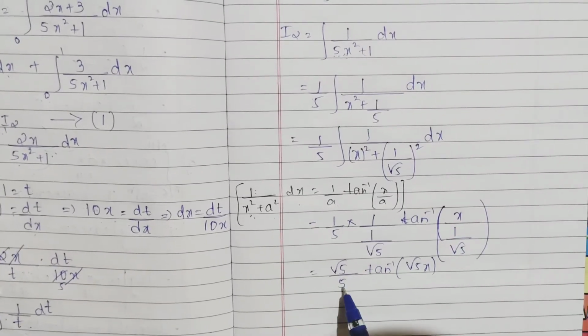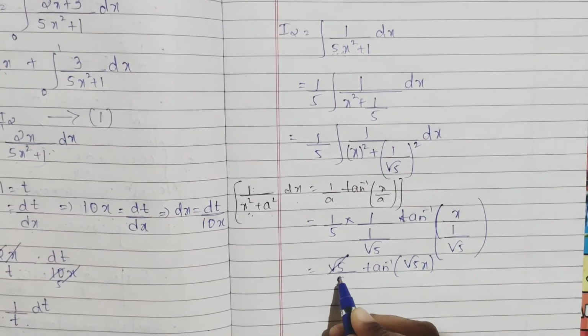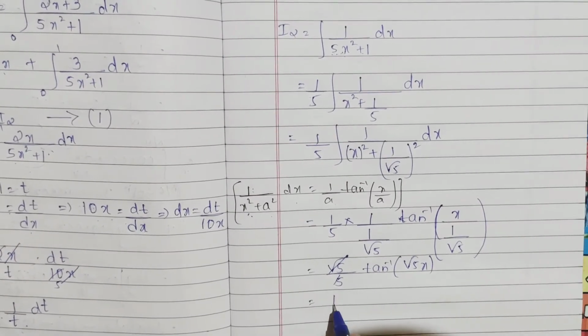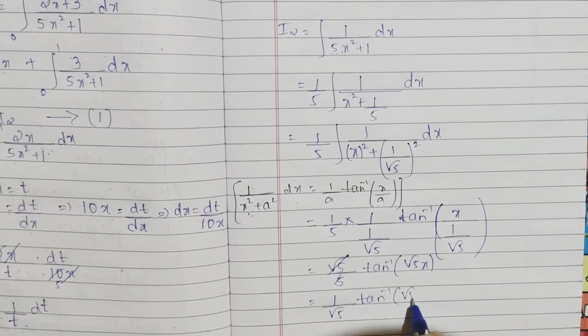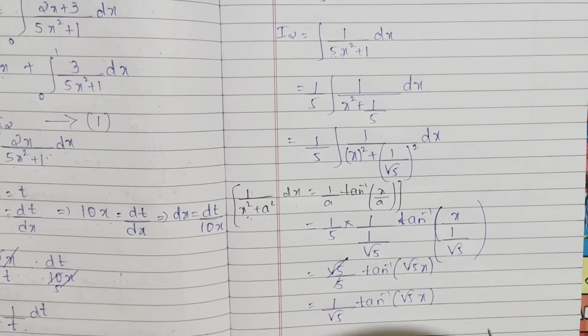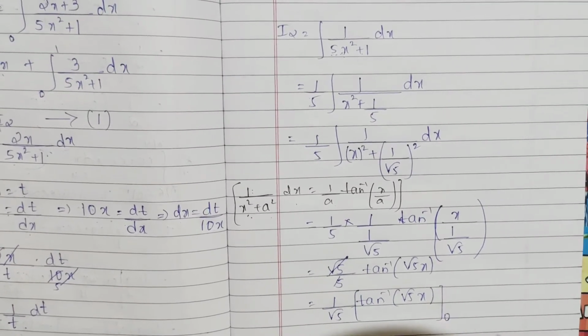So, this is root 5 by 5, which means 5 can be split as root 5 times root 5. So, root 5 and the 1 here, the root 5 gets cancelled. So, you will have 1 by root 5 tan inverse root 5 x, right. You have got it like this. Now, apply the limit, 0 to 1.